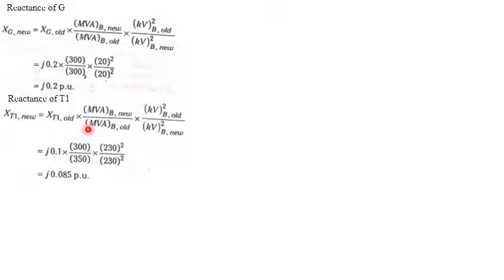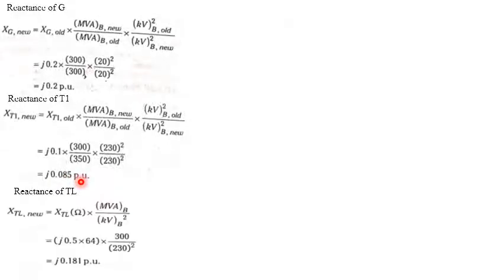Consider generator G. X_pu new is equal to X_old into MVA base new by volt. Substituting this value, the new and old voltage values are the same, we will get 0.2 per unit. For the transformer T1, same way, the new value is 300, the old value is 350. Considering the ST side, 230 by 230, we will get 0.085.